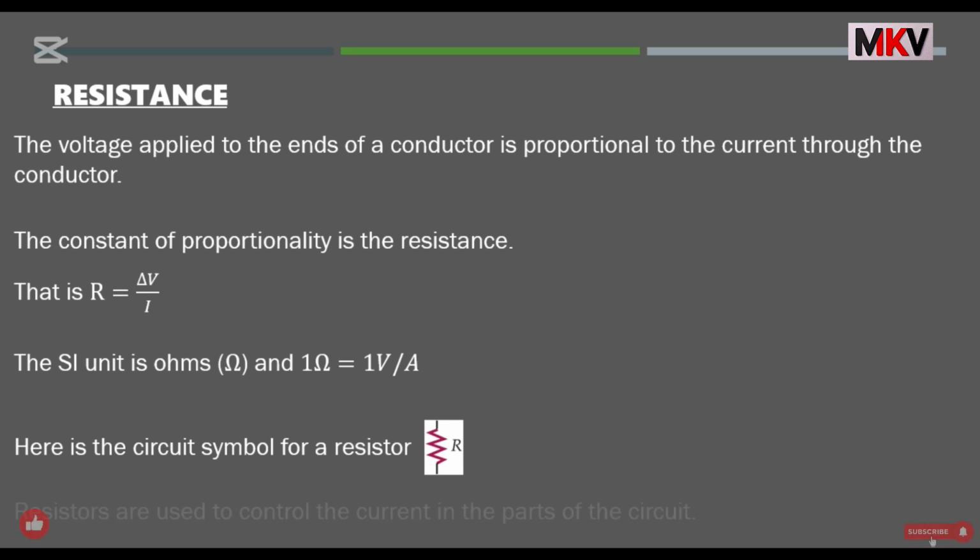The SI unit is ohms, which is volts per ampere, and this is the circuit symbol for resistors. Resistors are used to control the current in parts of a circuit, so they help in the control of current in the circuit. That's one main use of resistors.